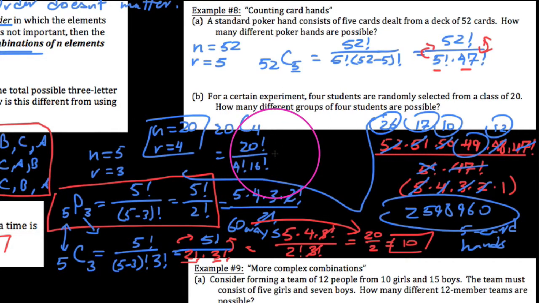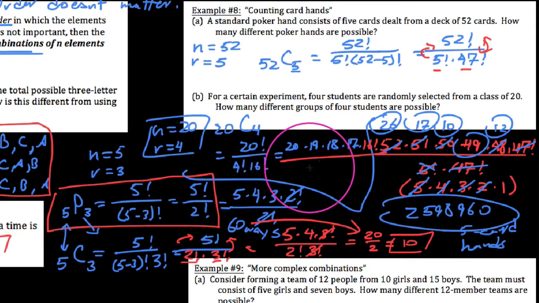Writing this out, we would say 20 times 19 times 18 times 17 times 16 factorial all over 4 factorial. I'm going to write this as 4 times 3 times 2 times 1 times 16 factorial, because these 16 factorials are going to cancel out. So now we'll start reducing things. We say 4 goes into 20 5 times. 3 goes into 18 6 times. 2 goes into, well, nothing's even up here except for the 6, so we can reduce it again.